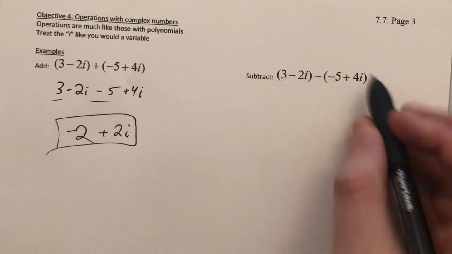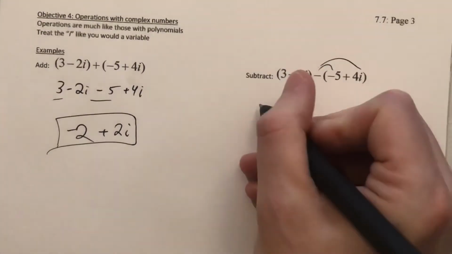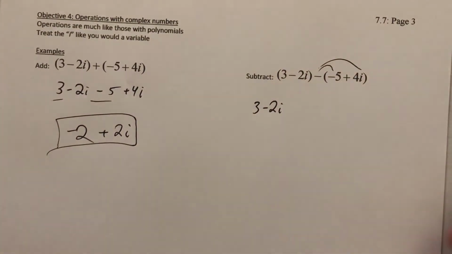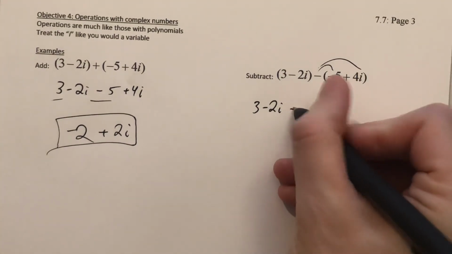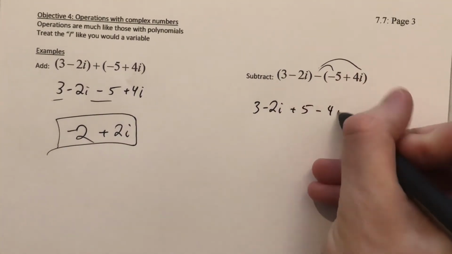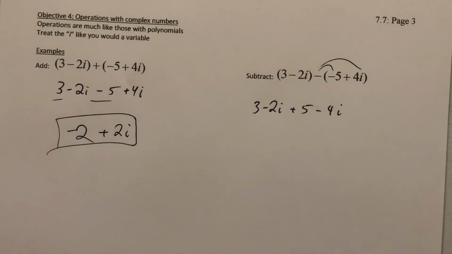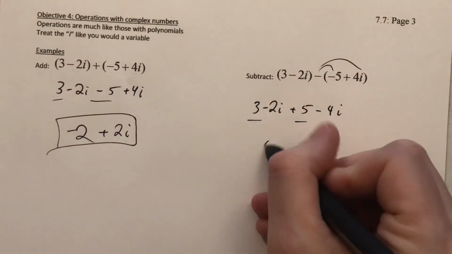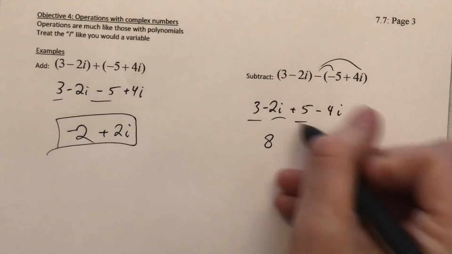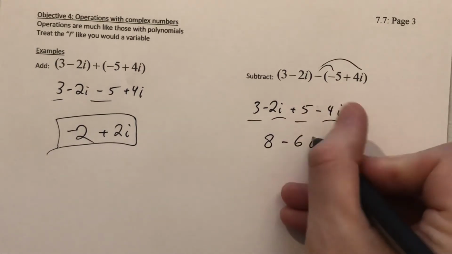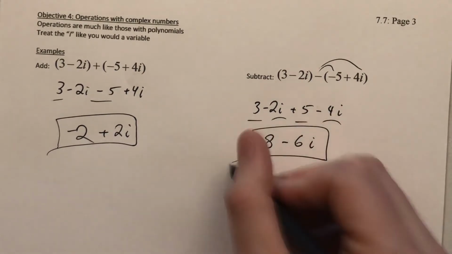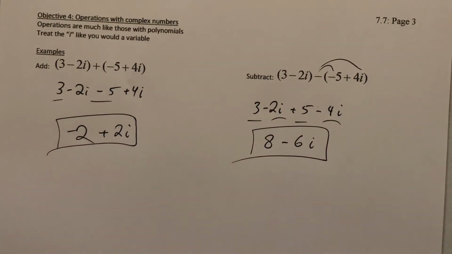Now for subtraction, we know we have to distribute. We can drop the first set of parentheses, but we have to make sure we understand that second set was important, helping us to do that. Now we can combine like terms, 3 and 5 giving me 8, -2i and -4i giving me -6i, and that being the final result there.